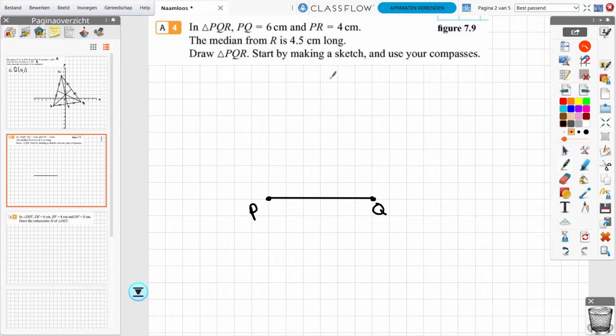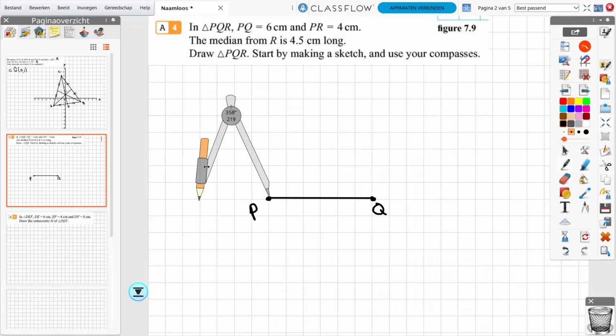But now we have a problem on our hands. PR is 4 centimeters, but I don't know in which direction it has to go. What method could we use to now draw all the possibilities of R? If I know that R is 4 centimeters away from P, what we did in chapter 1 is we took out our pair of compasses and we measured out 4 centimeters.